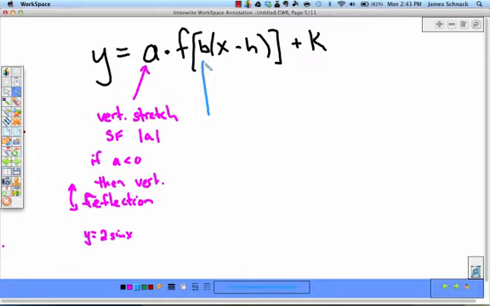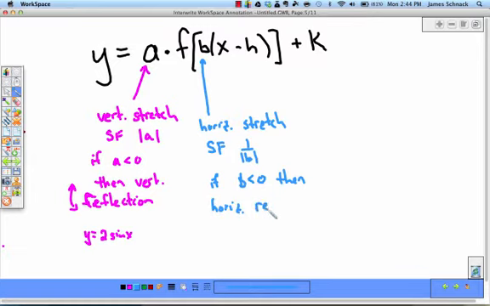The b, if there's a number being multiplied inside the function, that's a horizontal stretch. Scale factor is 1 over absolute value of b. If b is less than 0, then horizontal reflection, which would be this direction, we're reflecting across the y-axis. An example of this type of function might be y equals sine of 2x.